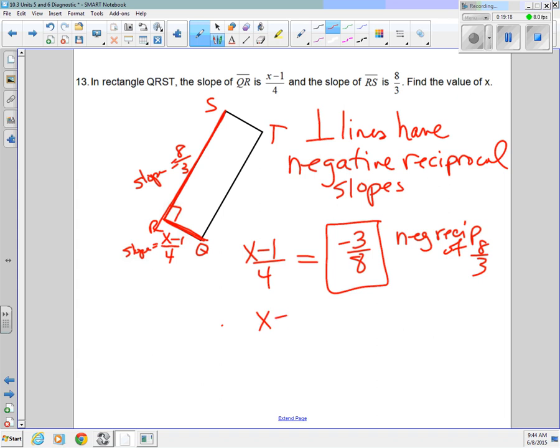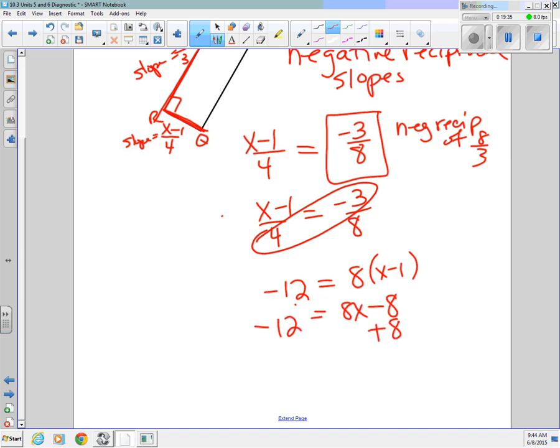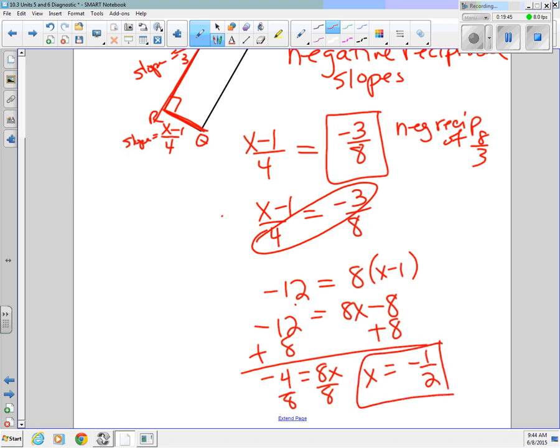So I'll write my equation again. Here's the equation we're going to solve, and I will cross multiply. So we'll get 4 times negative 3 is negative 12 equals 8 times (x minus 1). So I have negative 12 equals 8x minus 8. Add 8 to both sides. I get negative 4 equals 8x, divided by 8. And I get x has to be negative 1/2. All right, next question.